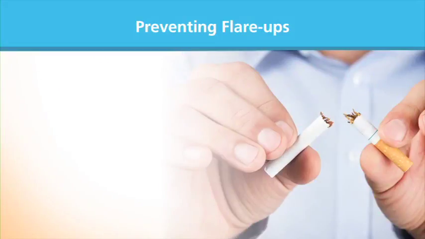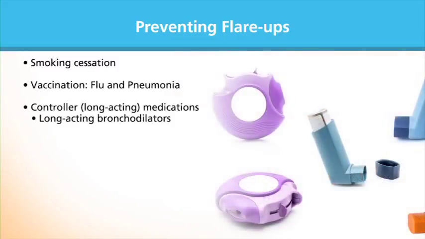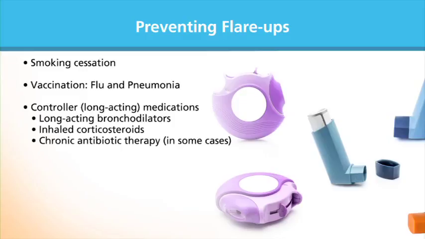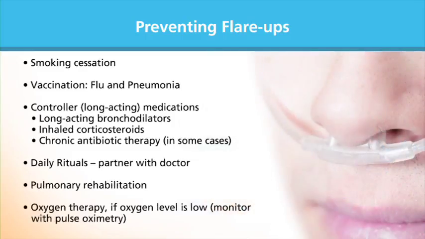The bad news is they can be serious and scary events, and they may damage the lungs. Frequently, they lead to hospitalization and may make the disease worse. And the good news is that many flare-ups can actually be prevented, and those that do occur will be recognized early and stopped. The patient is the key, and we are their support. So in preventing flare-ups, there's smoking cessation, there's vaccination for flu and pneumonia, controller medications such as long-acting bronchodilators and inhaled steroids and combinations of those, and some physicians prescribe chronic antibiotic therapy. There are daily rituals in partnership with the doctor, pulmonary rehabilitation, and oxygen therapy if oxygen level is low.